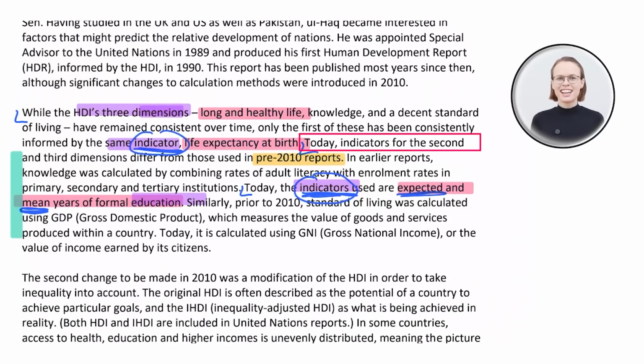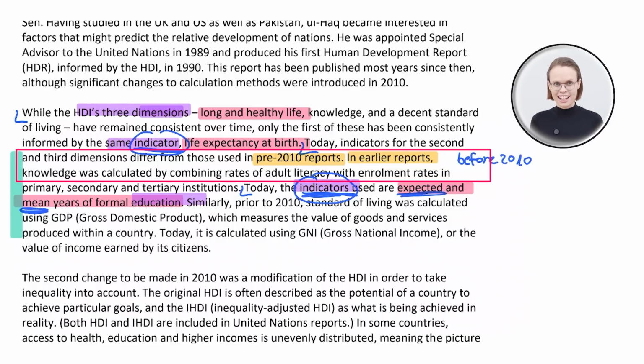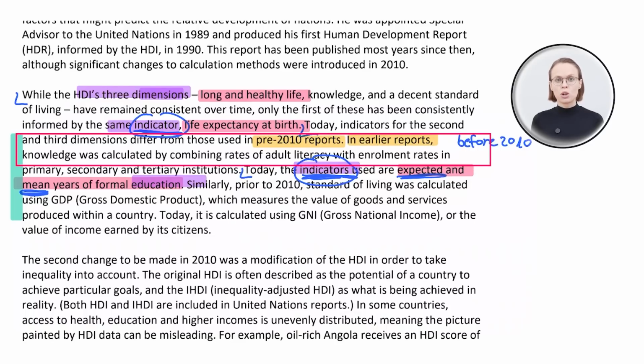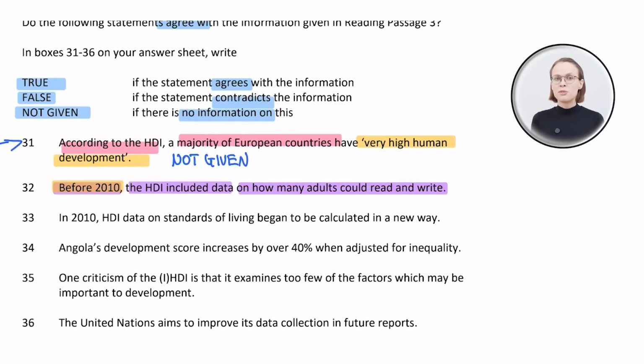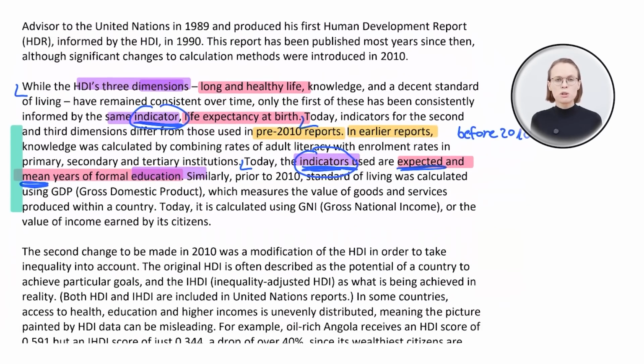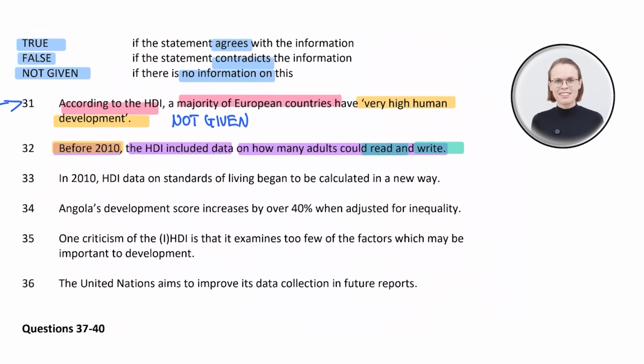So let's take a look. This sentence says, today indicators for the second and third dimensions differ from those used in pre-2010 reports. In earlier reports, so before 2010, knowledge was calculated by combining rates of adult literacy with enrollment rates in primary, secondary, and tertiary institutions. This is super interesting because the statement says that the HDI included data on how many adults could read and write. What does the passage say? It talks about adult literacy. Literacy means that one can read and write. This is paraphrasing. So now we know that this is correct. The correct answer is true because this agrees with the information given in the passage.